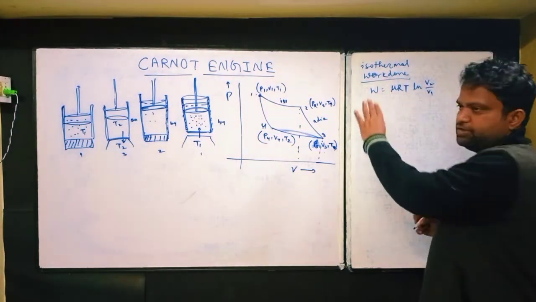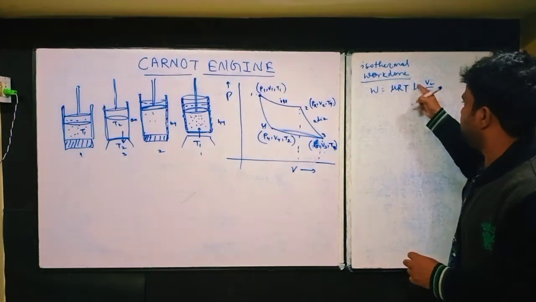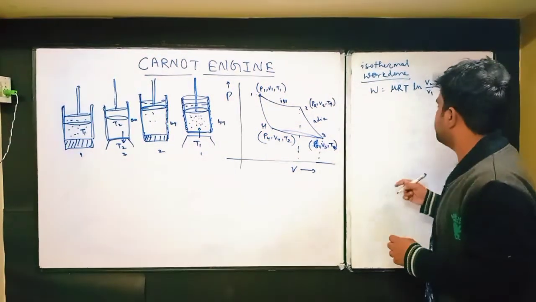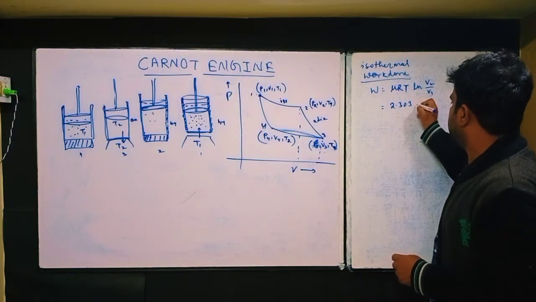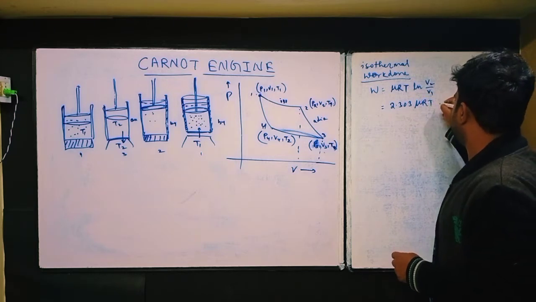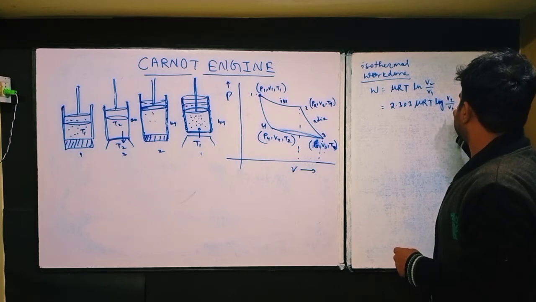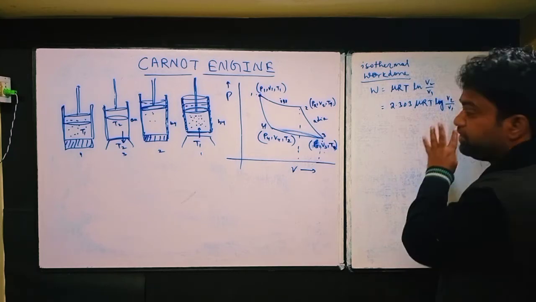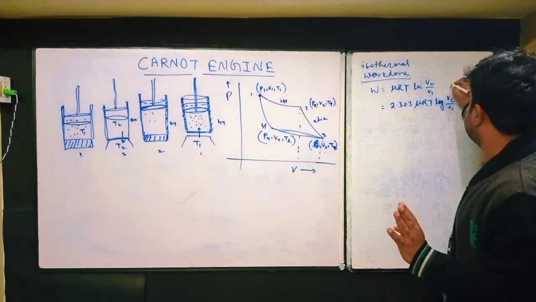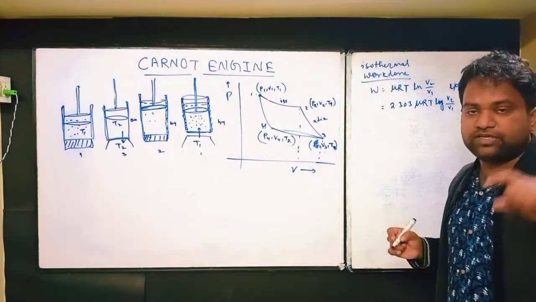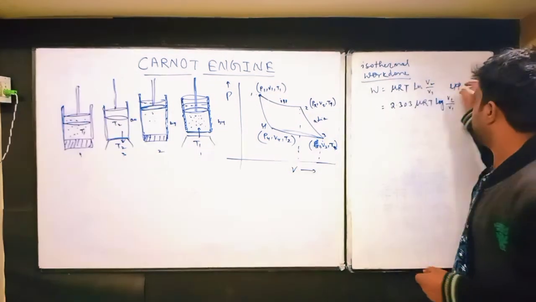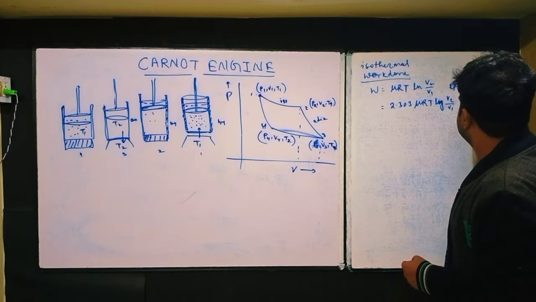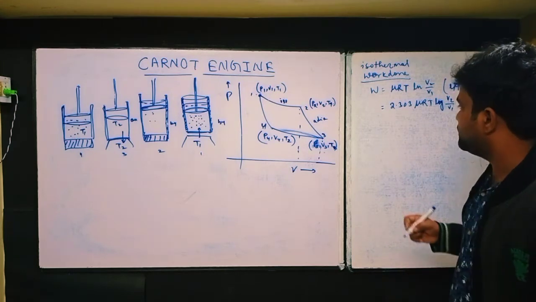If you want to convert it in logarithm, log base 10, this ln you will multiply by 2.303, right? You can write in this term also: 2.303 mu RT log (V2 by V1) also you can write. And this is for the expansion case, you remember. Here dV is expanding, so we are getting a positive work done. If it is a compression case, you will get a negative work done. So this is the expansion case. Fine. So this is isothermal.